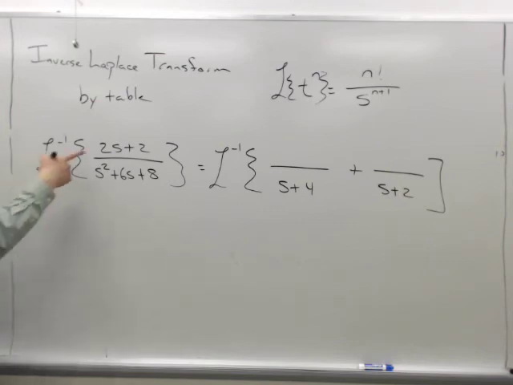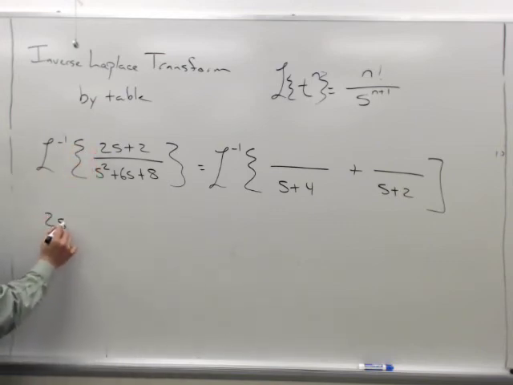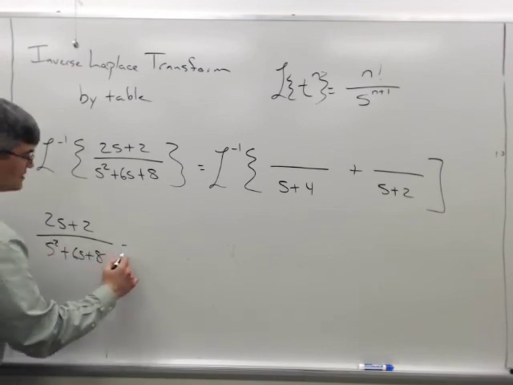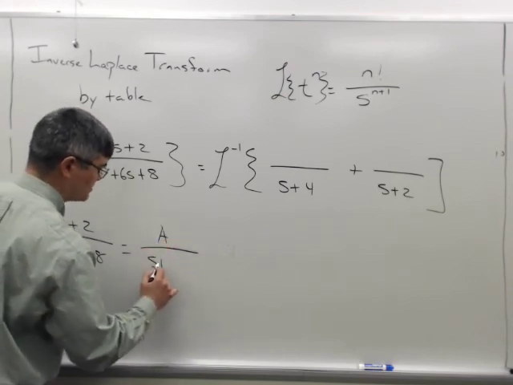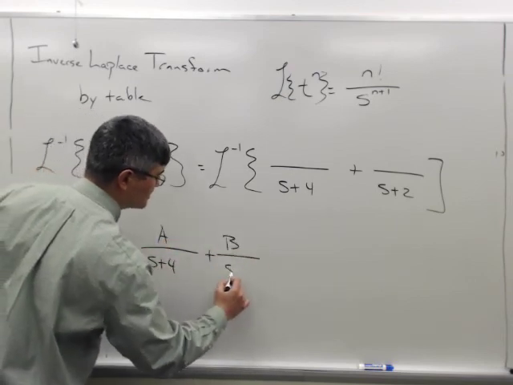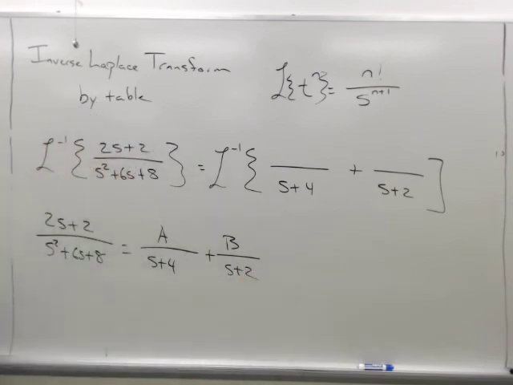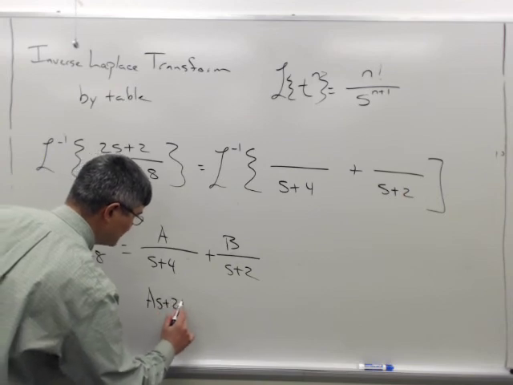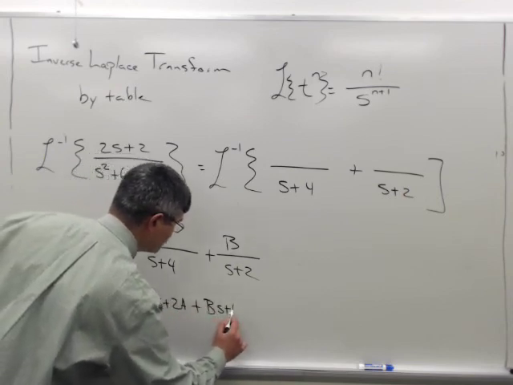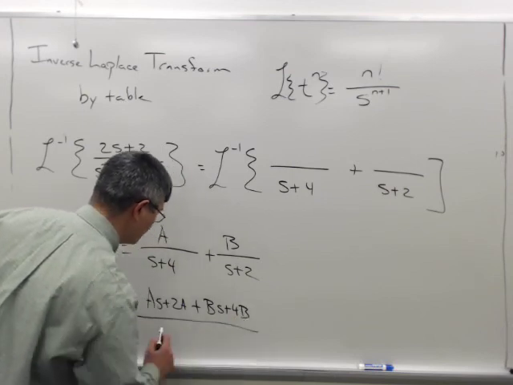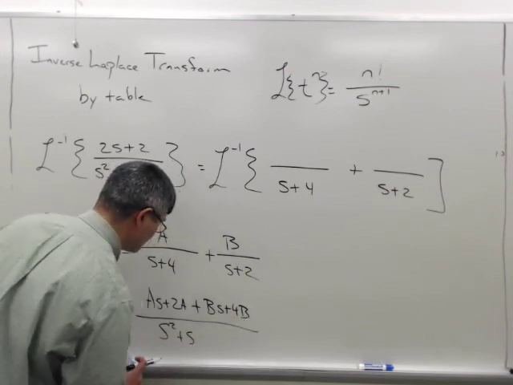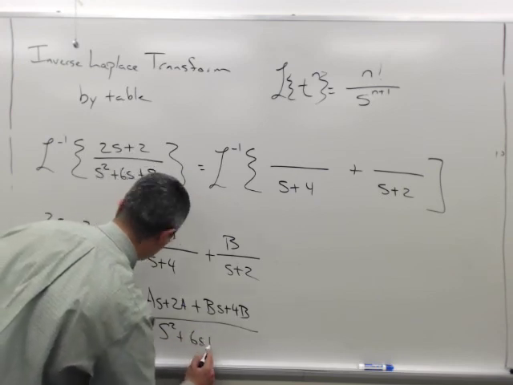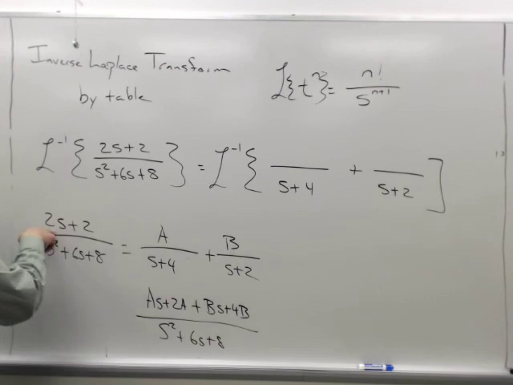How will I find the numerator? Well, I need to do partial fraction expansion. So 2s plus 2 over s squared plus 6s plus 8 is equal to a over s plus 4, b over s plus 2. And what is this? This means a s plus 2a plus b s plus 4b over s squared plus 6s plus 8.